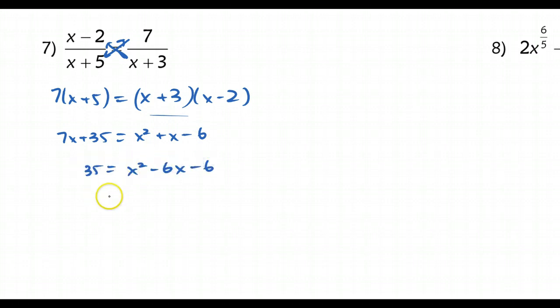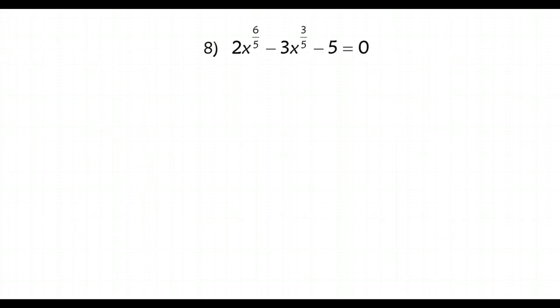And then subtract over 35. And solve this quadratic using the quadratic formula because this is not factorable. So I'm just going to leave it as quadratic formula here. And again, you guys can check the key.